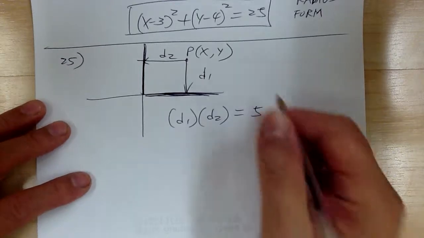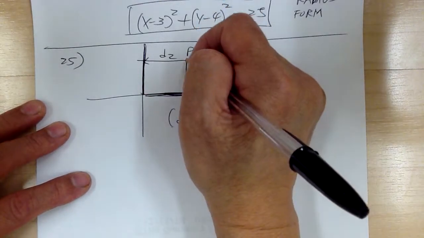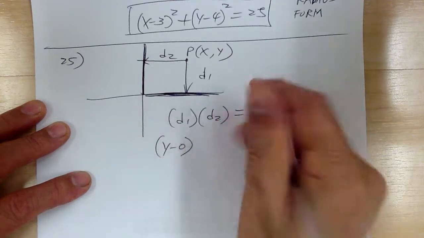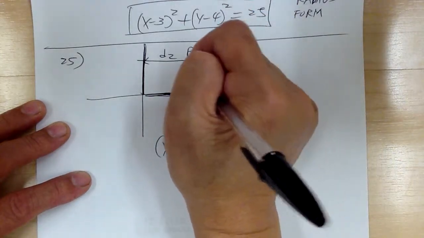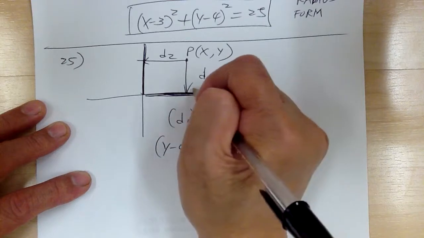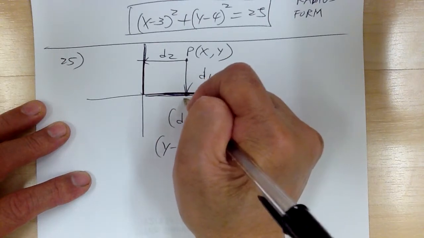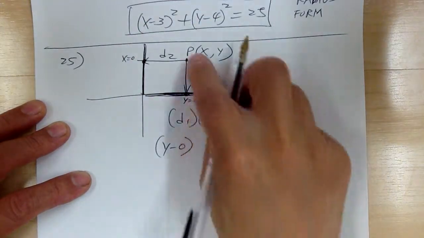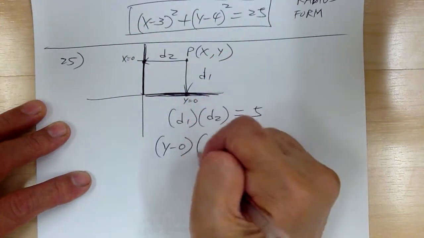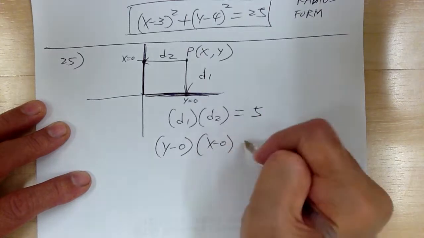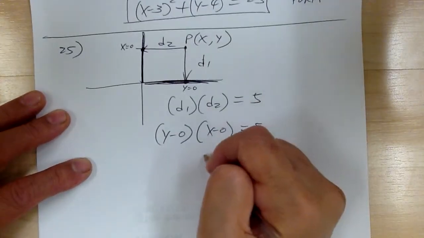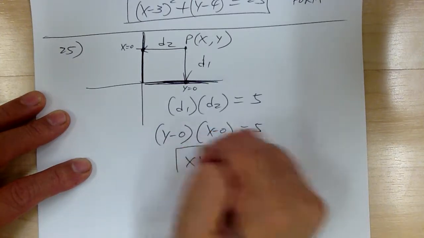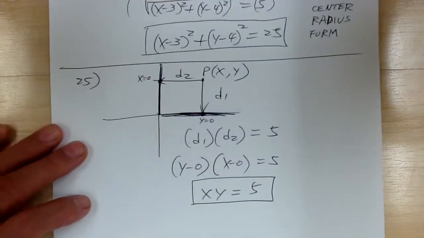Then after that you substitute, right? So this is the vertical distance. So from here to here, D1 would be just y minus 0, right? Because this is your y, and this is y equal to 0. This point over here is x equal to 0. So D1 is y minus 0. D2 would be x minus 0. And you simplify, so you get xy equal to 5. And that's it. Okay, for number 25.